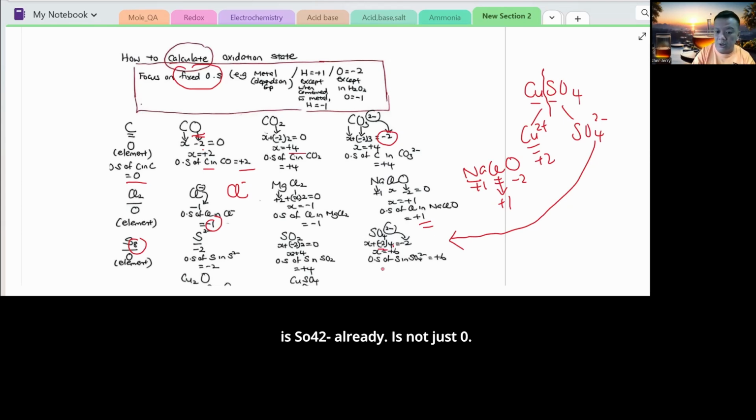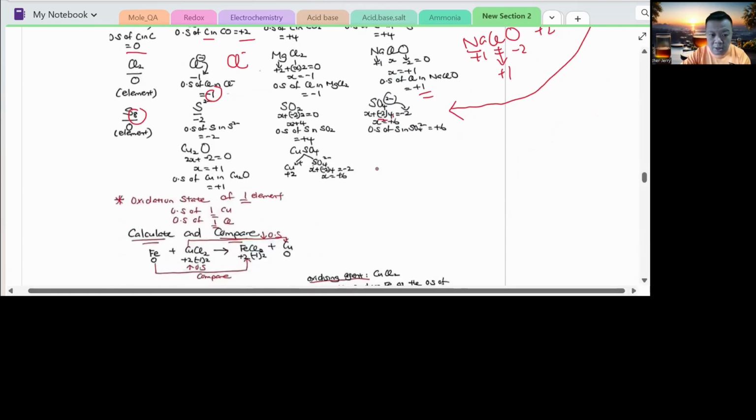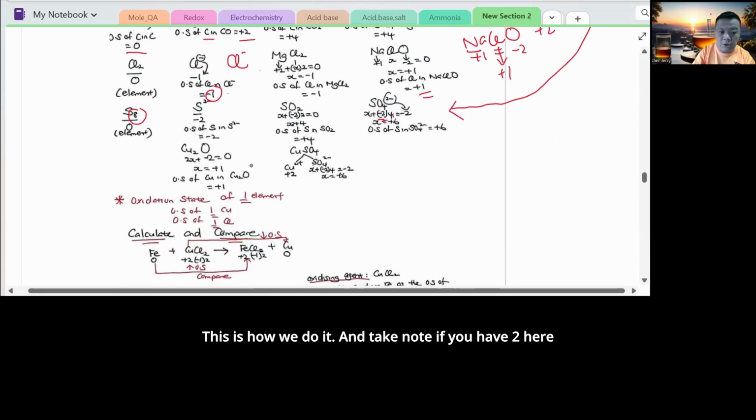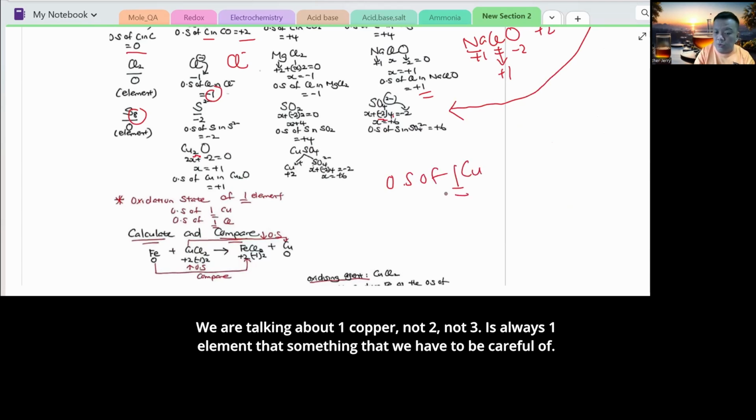It's not just 0. Then we just calculate. Okay, plus 6. So how do we do that in the questions? Here is how we do it, all right? And take note, if we have two here, when we talk about the oxidation state of copper, we are talking about one copper, not two, not three. It's always one element. That's something that we have to be careful of.